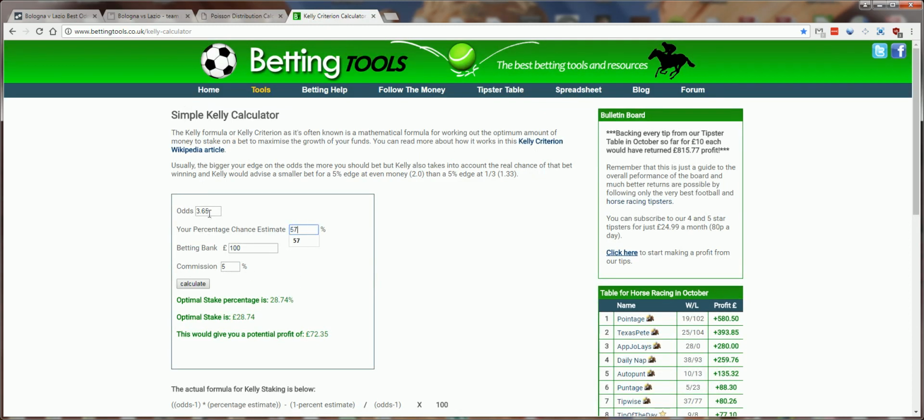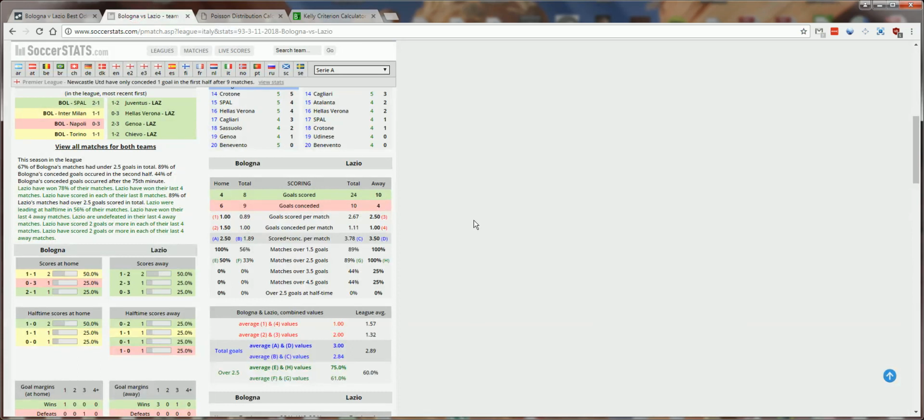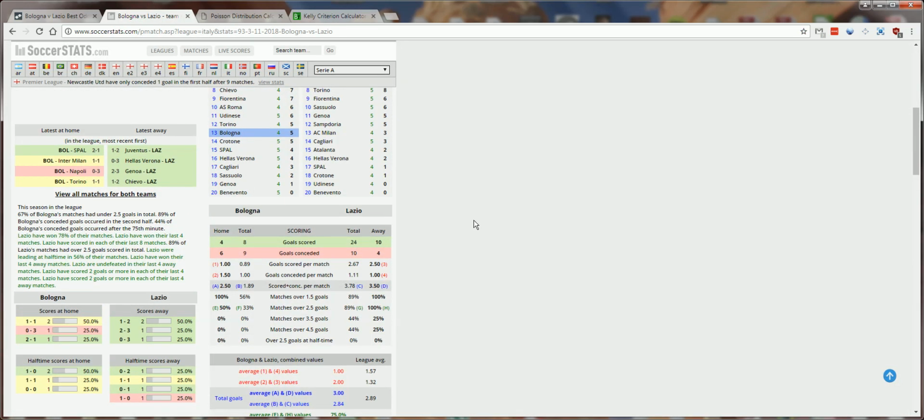And they're offering 1.99, if you remember. 1.99. The calculator. So we're getting an 11% value, which is okay. 10% is my minimum, purely because although we've taken commission into account there, 10% seems like a nice figure to me. So you can see we've got 11% value on Bologna, Lazio to go over. I think that's a fair bet.